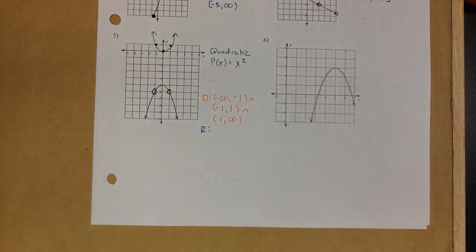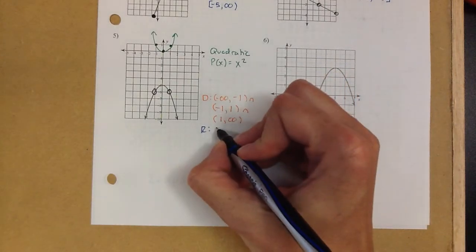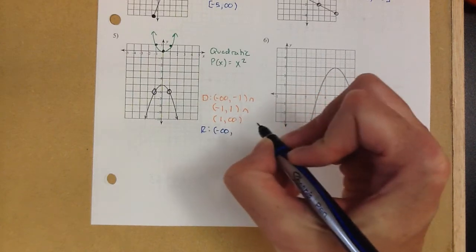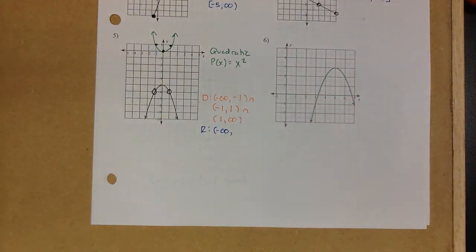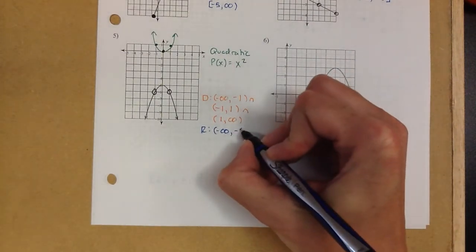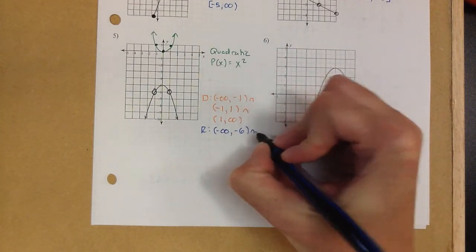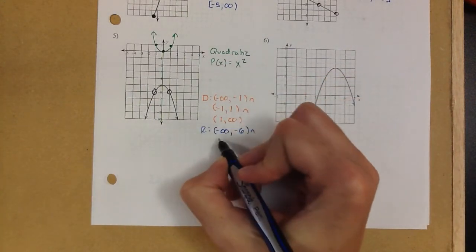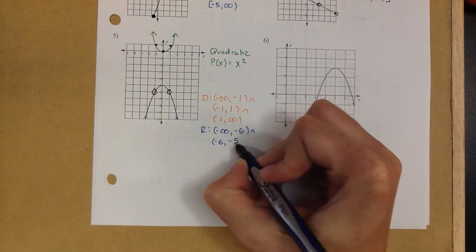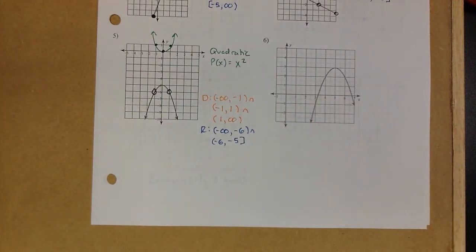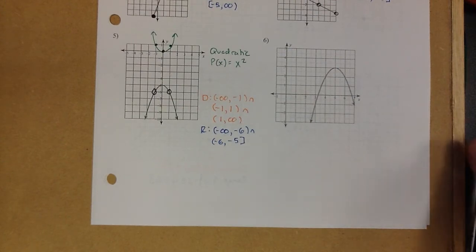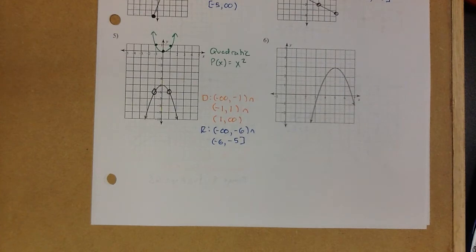Then we have the range. What is the range of this graph? Negative infinity to what? Why negative 6? Oh, the holes. The holes, okay? To negative 6. And then what? Negative 6 to negative 5. So why does this negative 5 here have a bracket? It's touching it. It is touching at negative 5.